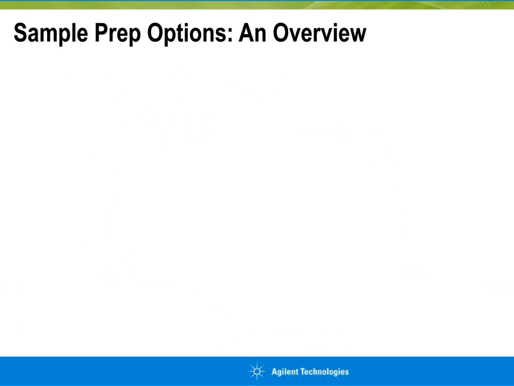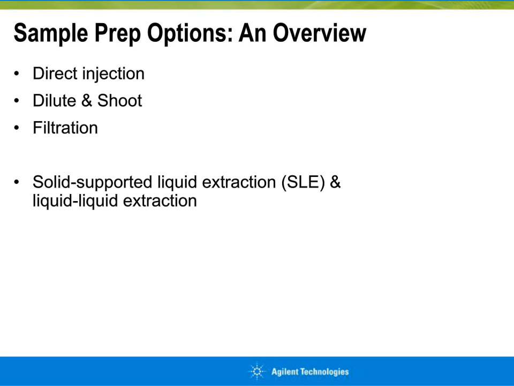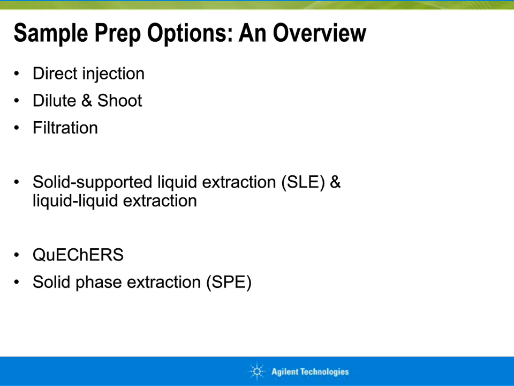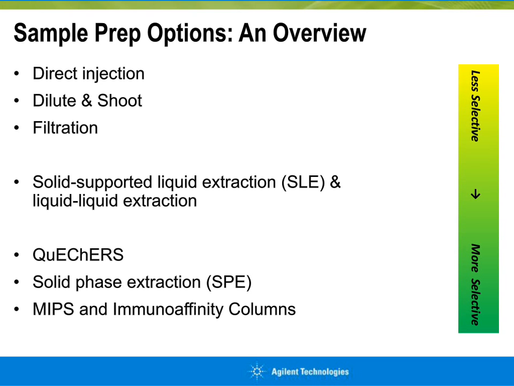So in general, as we move down this list from direct inject, dilute and shoot, filtration, onto SLE, which is solid supported liquid extraction, catchers, solid phase extraction, and immunoaffinity columns, you are going from less selective to more selective type sample prep. This is only a subset of the available sample prep techniques, but today what we're going to do is focus on the following.